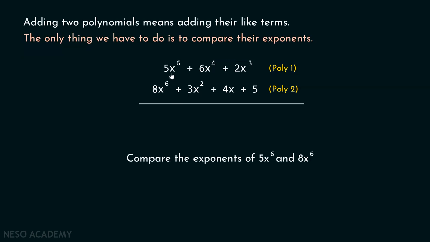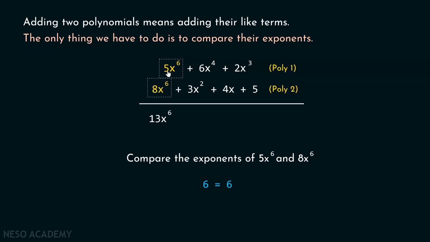Here you can see the exponent of this term is 6 and the exponent of this term is also 6. 6 is equal to 6. Therefore, these two terms are like terms. We can conclude this because their exponents are same. And obviously variables are same as well. Therefore, these two terms are like terms. And hence we can add their coefficients, and this is what we will get as a result. That is 13x to the power 6, right?